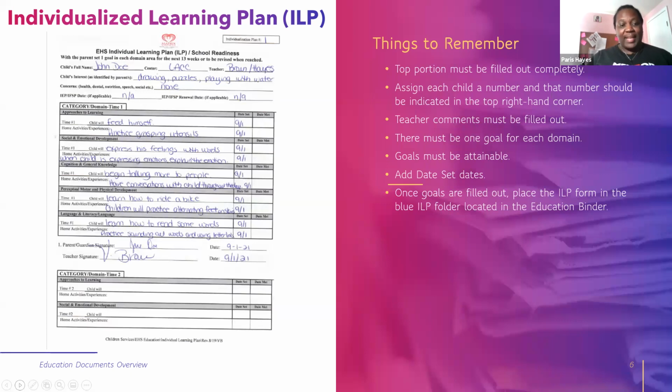Be sure to write the date that the goal was set, which should be the date that you're holding the first home visit. And once that goal is completed, make sure you put an end date in that goal. Once you complete the IOP, be sure to put the IOP in the education binder. There's a blue folder that's labeled for IOPs.